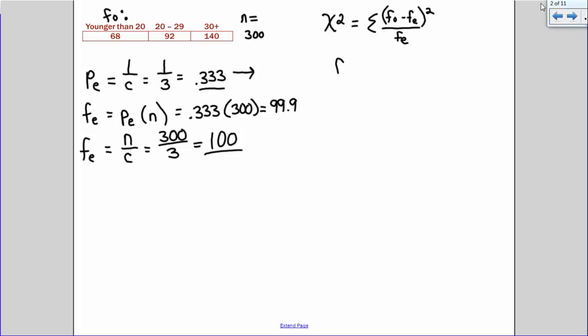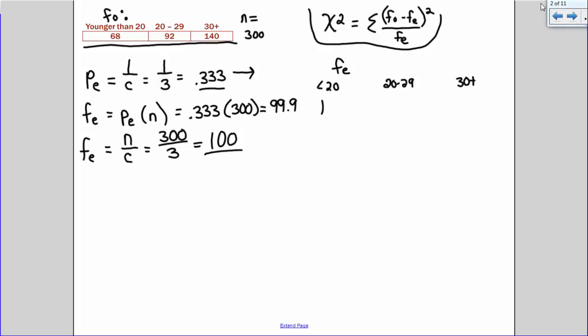So if we draw out our expected frequencies, I encourage you when you do your expected frequencies to mimic the frequency observed table, and you'll see why that makes your calculations much simpler once we get to the point where we're using this formula right here. So FE table. We've got younger than 20, 20 to 29, and 30 plus. And for each group, we're expecting, if the null hypothesis is true, to have 100 in each group.